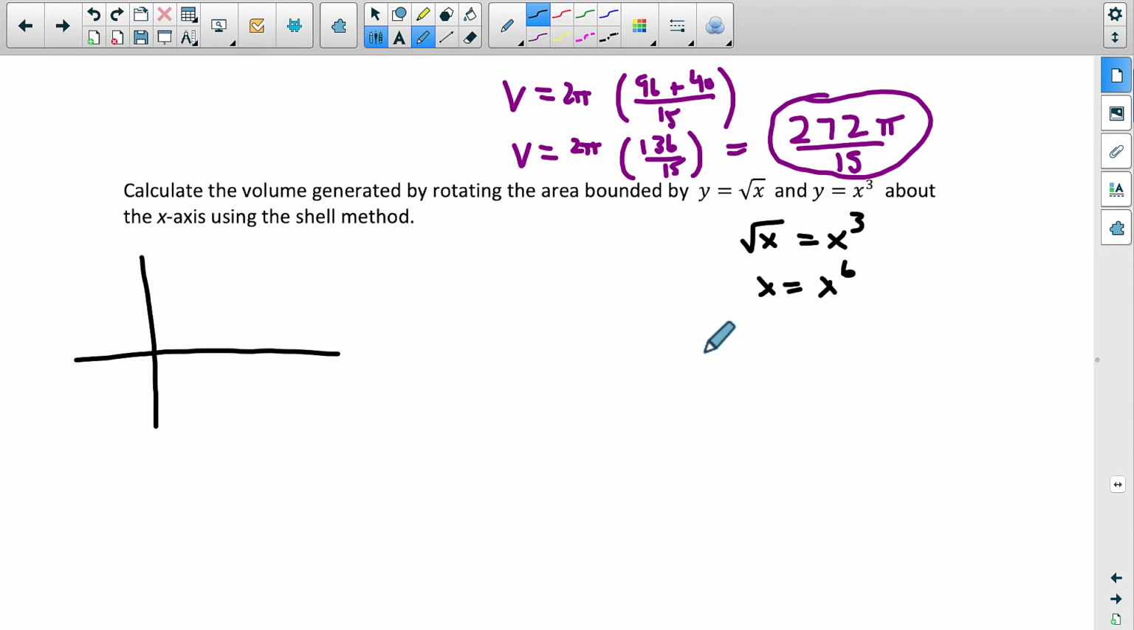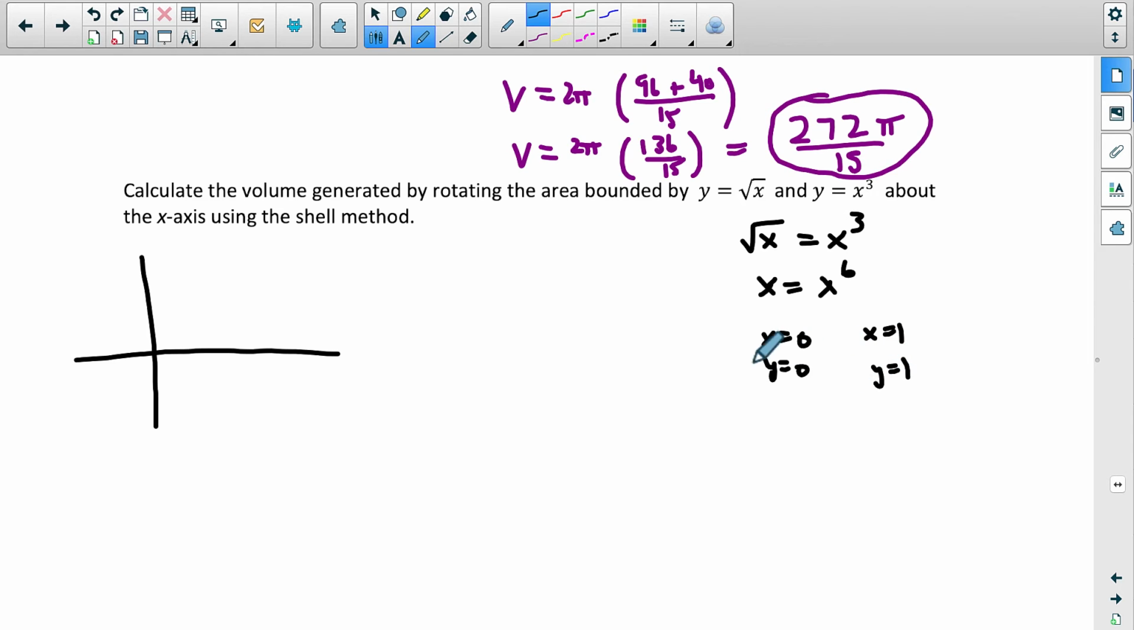And it might just be easiest to solve this by inspection, just by looking at it. What number could you put in here and here so it equals the same thing? Well, if you put 0 in there, 0 equals 0 to the 6, so x could be 0. And if you put 1 in both of those, it would also work. 1 equals 1 to the 6, so x equals 1. Now when x equals 0, what's the y value in this case? Square root of 0 is 0, 0 cubed is 0, yep, that worked. If x equals 1, what's the y value? Square root of 1 is 1, 1 cubed is 1, yep, that worked too.